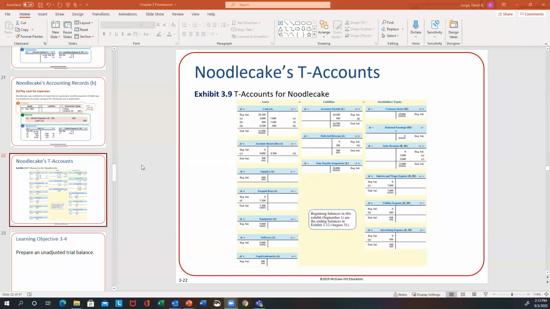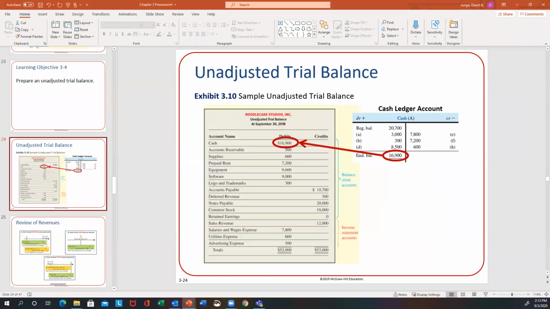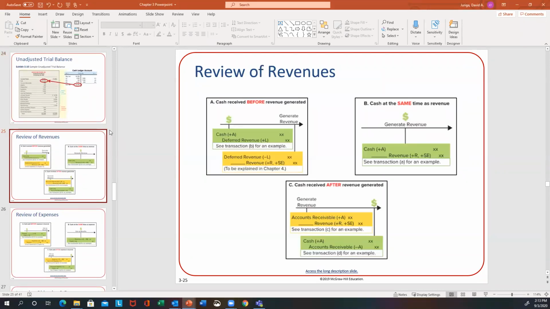Okay, so now at this point, you could then, of course, make sure your debits equal your credits. And of course, you could do a trial balance, just list the accounts. These are all from your ledger. And of course, you can see that your debits do equal your credits at 53,000. Okay. So again, there's just a little bit of review.